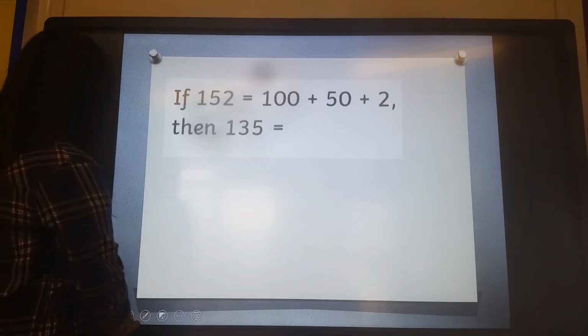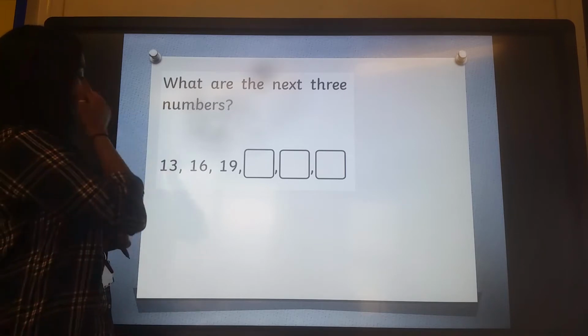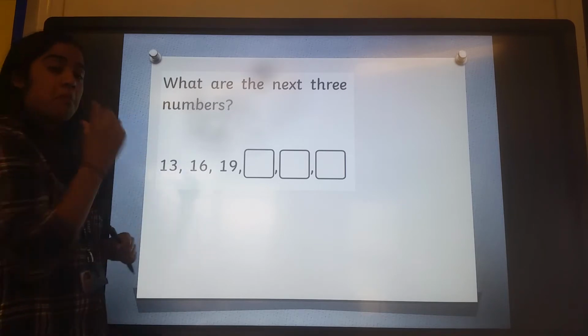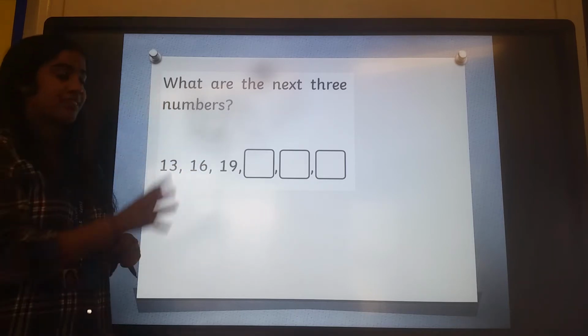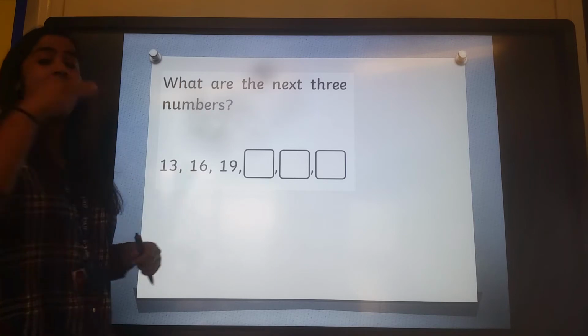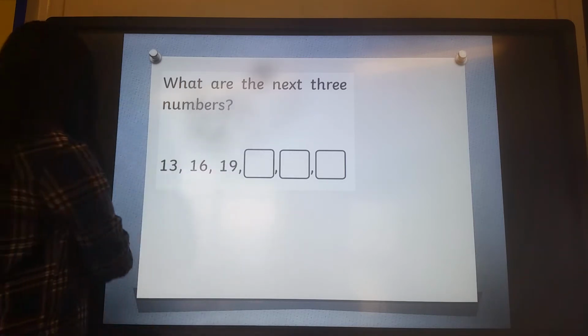Next question. What are the next three numbers in this sequence? So remember, what you need to do first is look at the first numbers and calculate the difference between the numbers, and then use that to help you calculate the next three numbers. Off you go.